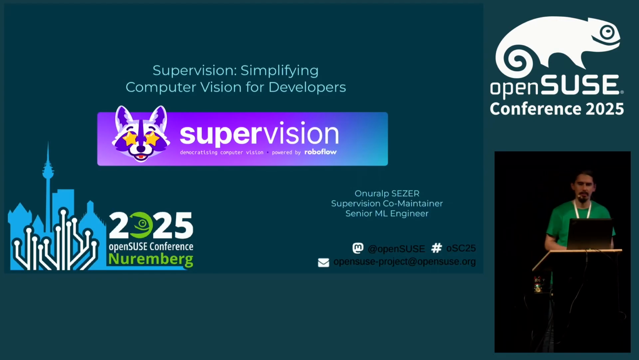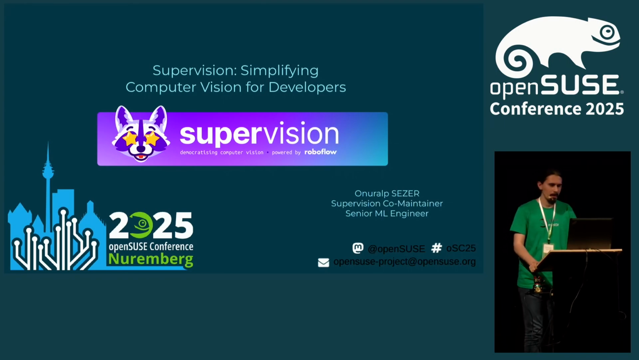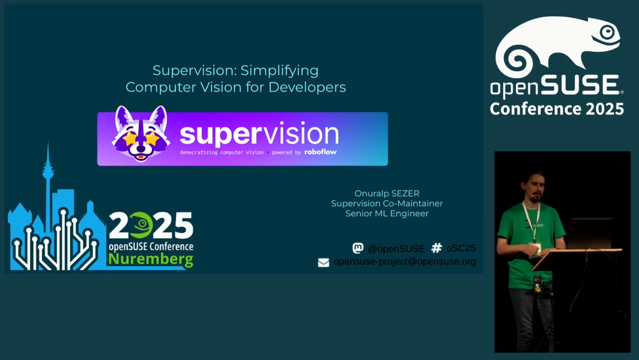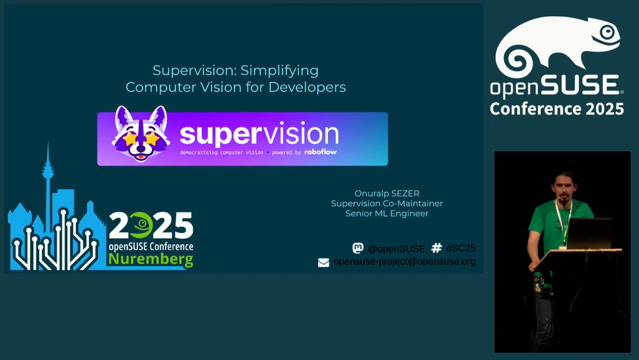My name is Onuralp. I have worked on the Supervision GitHub repository for years. I developed a couple of things in there as well, and mostly contribute to the repository itself.